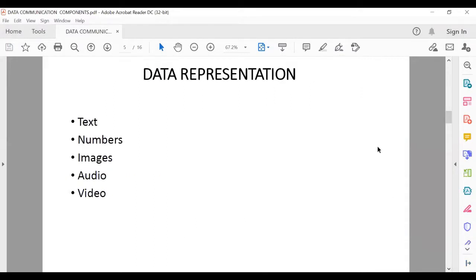Now next is the data representation. Data is a collection of raw facts which is processed to deduce the information, and there may be different forms in which data may be represented. Some of the forms of data used in communications are text, numbers, images, audio, videos, etc.